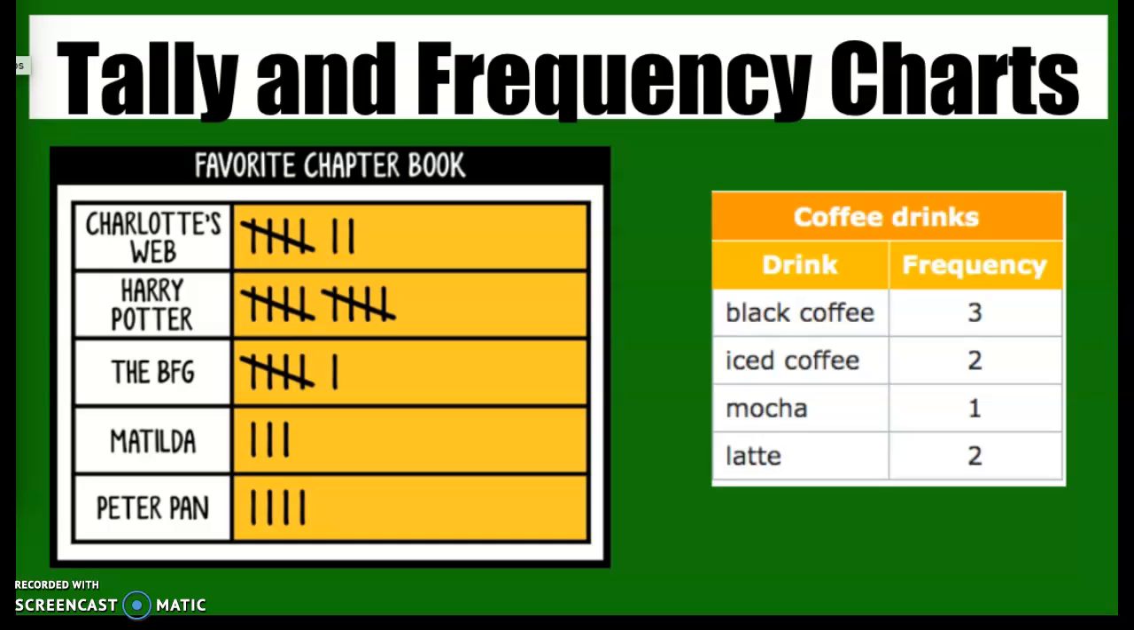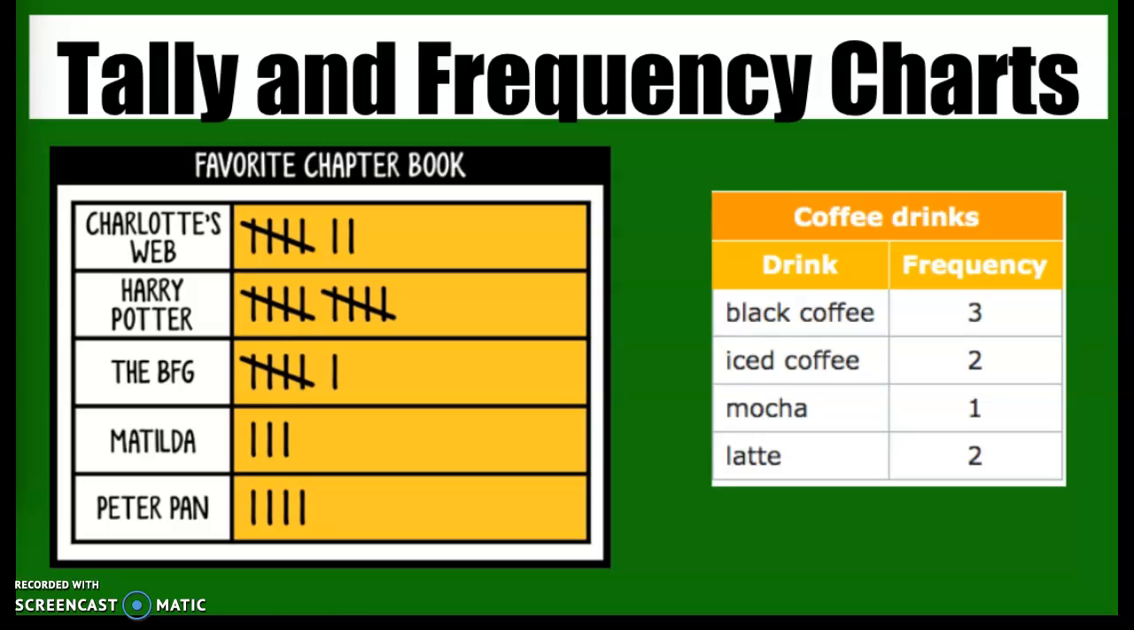Last week we talked about all different kinds of charts and graphs. And so today we're going to be reviewing the different types of graphs and charts that we looked at. The first type that we looked at is the tally and frequency charts.